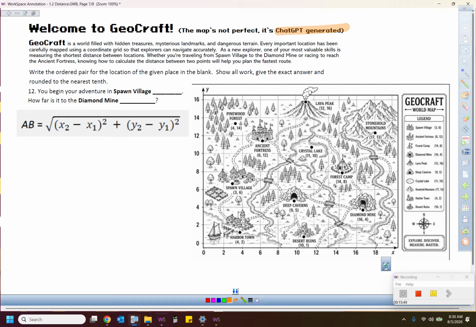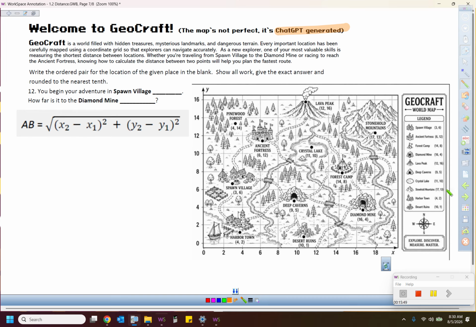It's supposed to be like Minecraft, which I won't lie, I don't know anything about. But it's a world filled with hidden treasures, mysterious landmarks, and dangerous terrain. Long story short is you are trying to get to the diamond mine, right? So they're going to have you go on this little quest right here. It says you begin your adventure in Spawn Village.